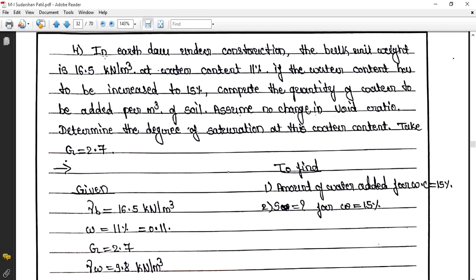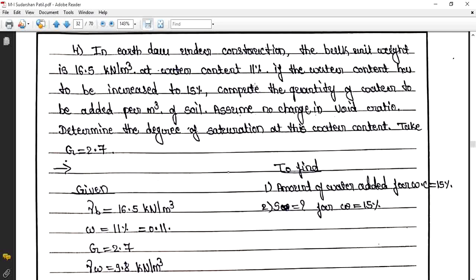So what they have given in the fourth problem, you can read. In an earthen dam which is under construction, the bulk unit weight is 16.5 kilonewton per meter cube at a water content of 11%. So they say that at a water content of 11%, the bulk unit weight is 16.5 kilonewton per meter cube.